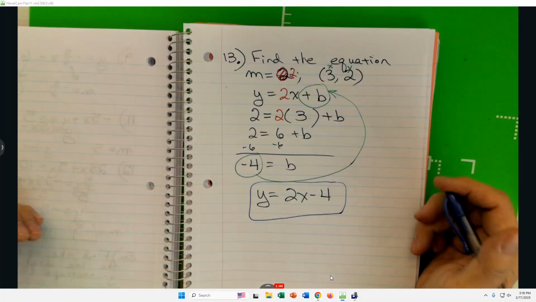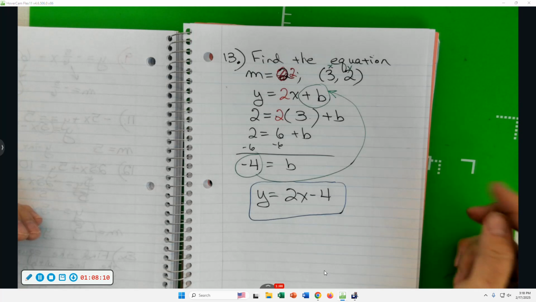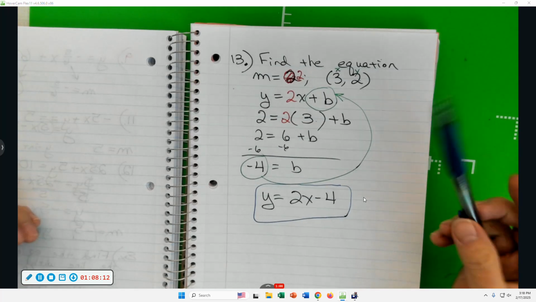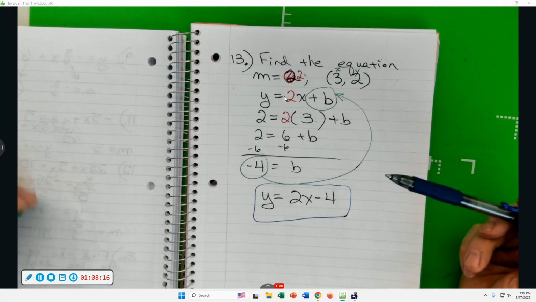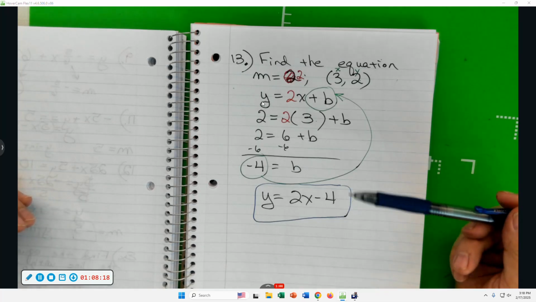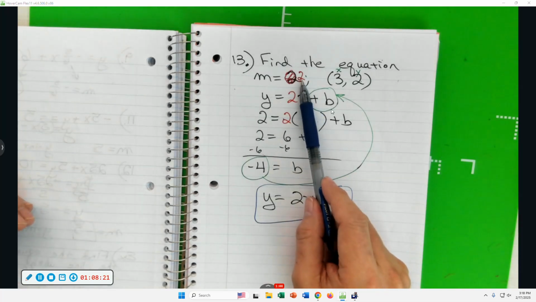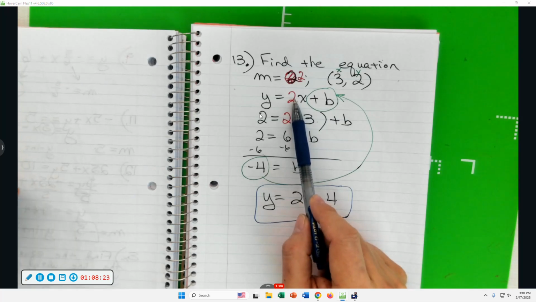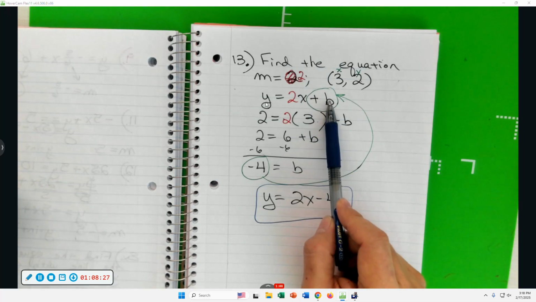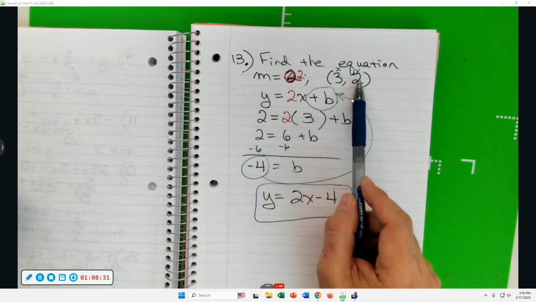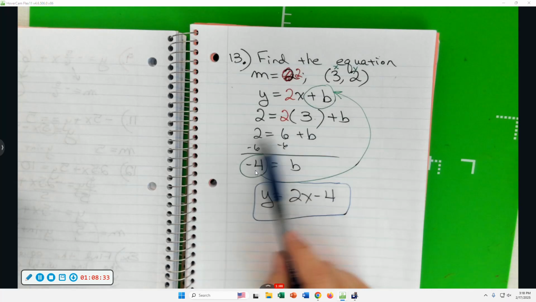Any questions there? This is the strategy that says find an equation. You know the general form, y equals mx plus b, and they gave us the slope, so we knew one of the unknowns, the m value. We had to find the b value. Well, how do we find the b value? They gave us an x and a y to plug in.